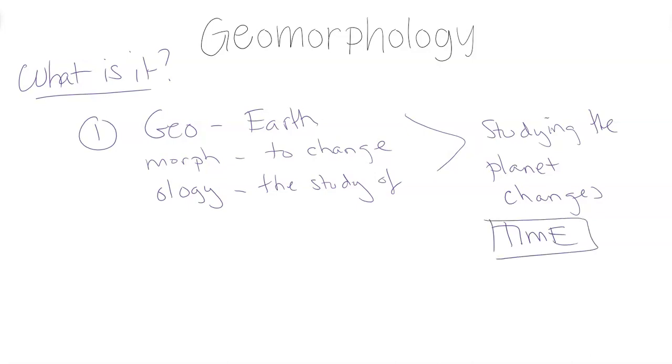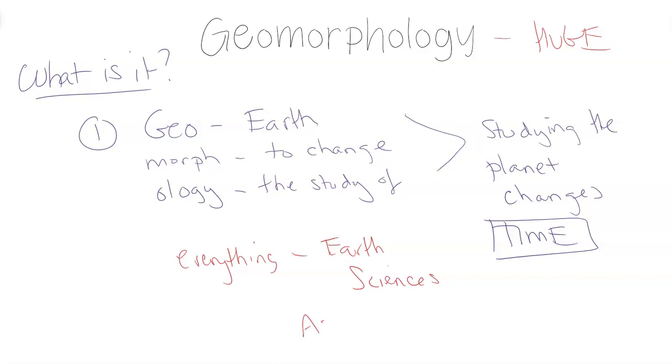So we're looking at an absolutely huge, over-incorporating term that really involves everything to do with earth sciences. Now, the only thing that it doesn't include would be astronomy, because that is technically not on the earth, but outside the earth, beyond the earth. So astronomy is like the only real subject within the earth sciences or geosciences or physical geography that is not included in geomorphology.